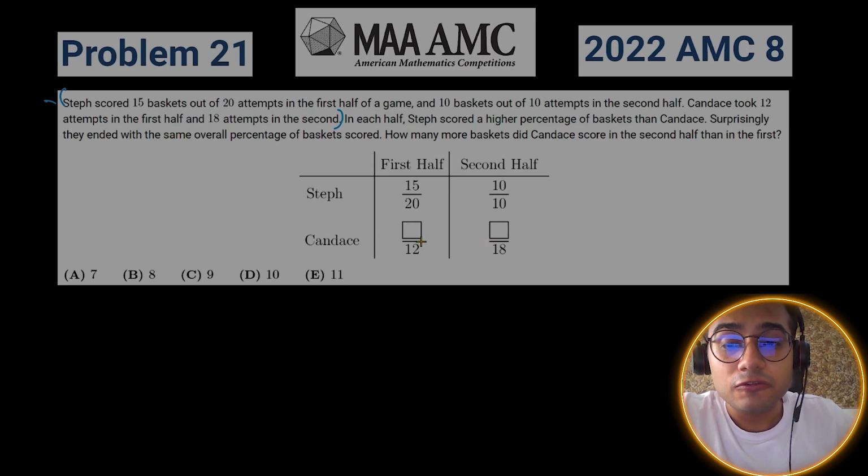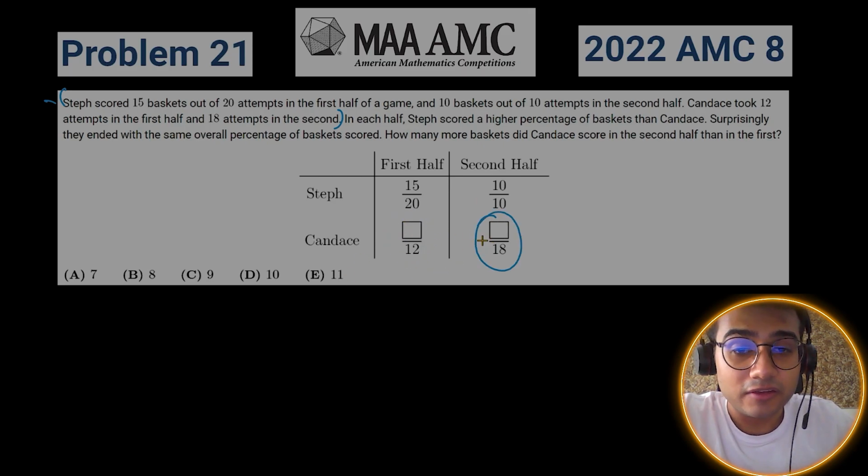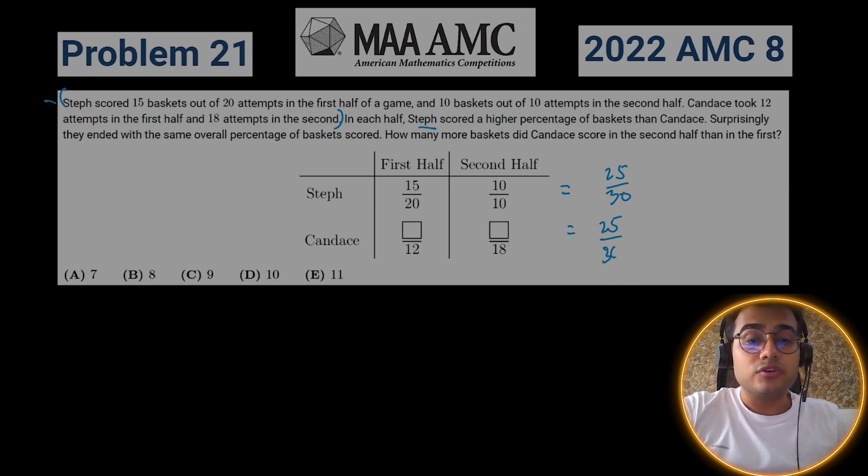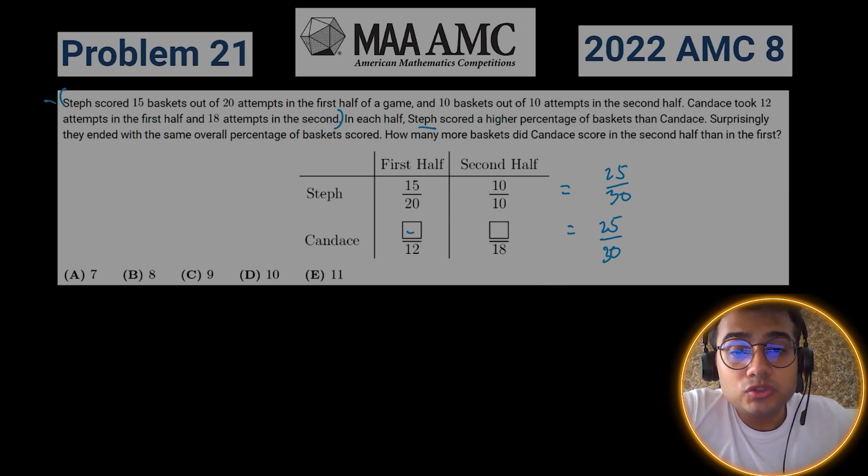Candice in the first half scored some amount out of 12 and second half out of 18. Now, this is the important information. In each half, Steph scored a higher percentage than Candice. So we know that Steph's percentage is higher. But at the end, they ended up with the same overall percentage. So if they have the same overall percentage, let's see what is the overall percentage for Steph. The overall percentage for Steph is 25 out of 30. Candice has to add up to 25 as well, out of 30, because 12 plus 18 is also 30. So these two numbers add up to 25.